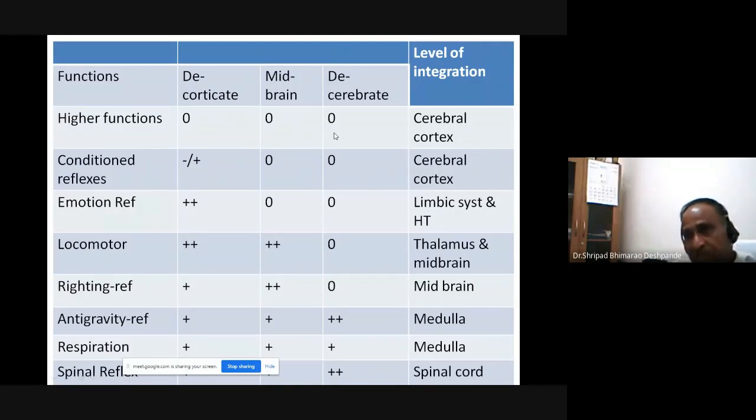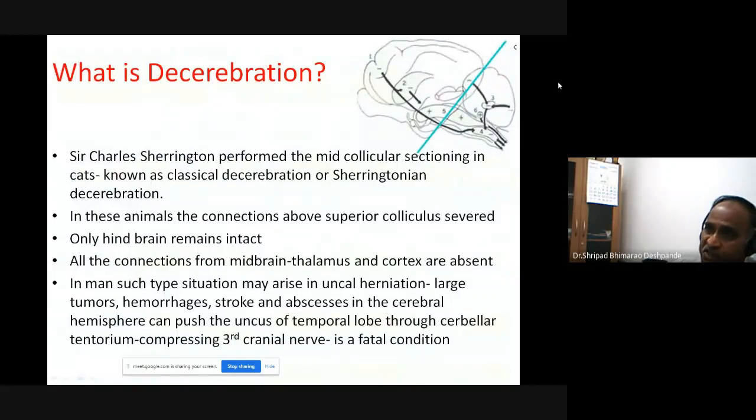This is the feature of the decerebrate animal, and we'll go here. You can see what is happening. What is decerebration? Decerebration is cutting the brainstem in between the superior colliculus and inferior colliculus. That is a mid-collicular section, this green line. Cutting the brain in the mid-collicular section was one of the classical experiments performed by Sir Charles Sherrington maybe 100 or 120 years back.